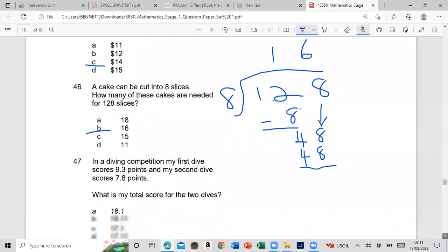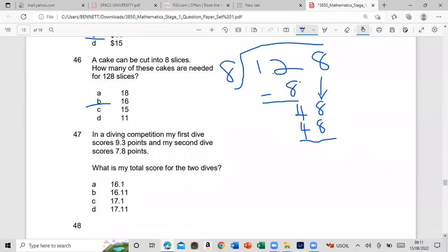All right. In a diving competition, my first dive scored 9.3 points and my second dive scored 7.8. What is my total score for the two dives? So the first one is 9.3 and the next one is 7.8. What would be the score for the two dives? Total. How many points would I have after two dives?